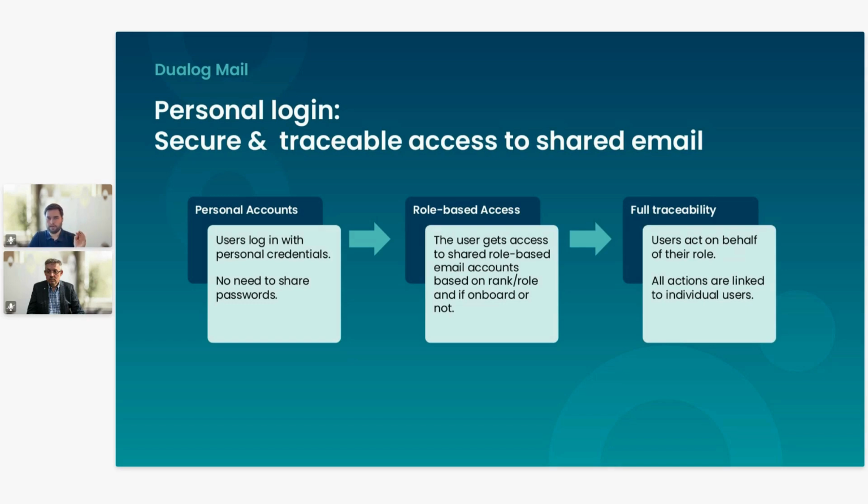And the third level, the strictest level, is where you block direct login to role-based accounts. They have to log in with their personal credentials. And at this level, you get full traceability of who did what, who sent what, because you always have to authenticate with your personal credentials to get into the system.